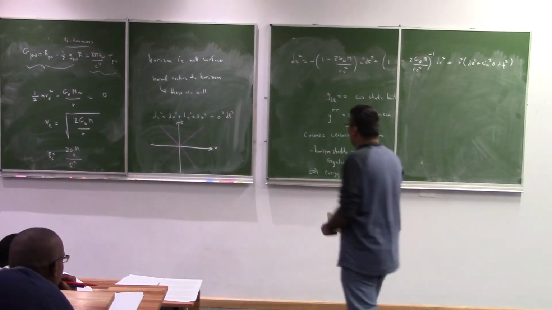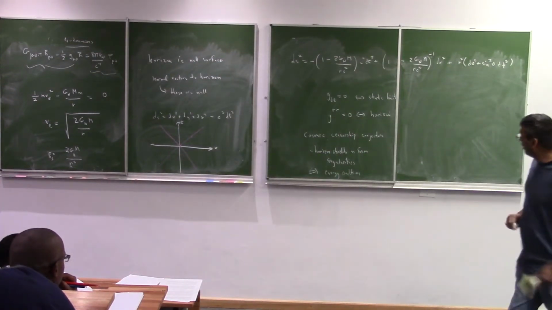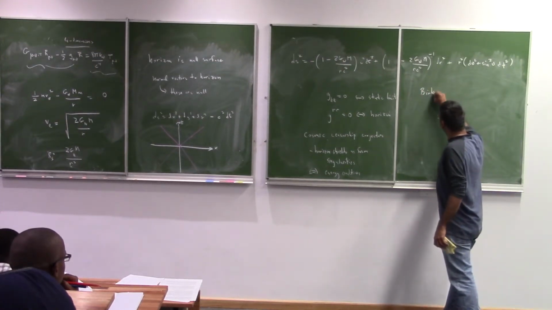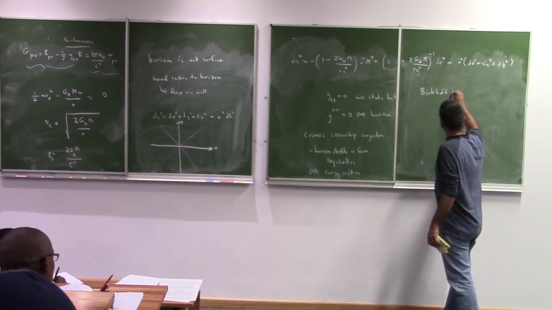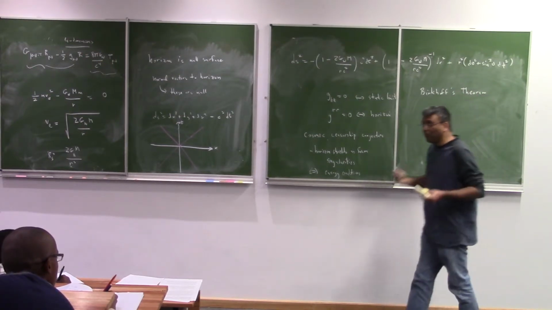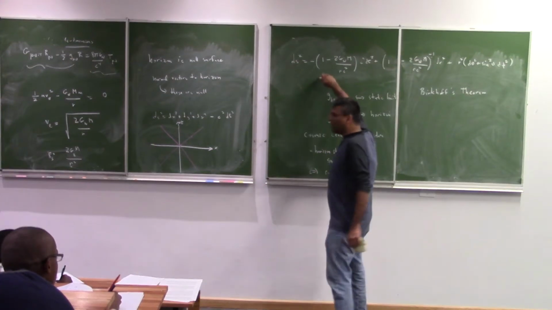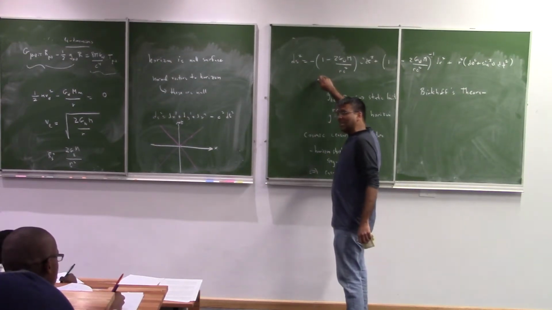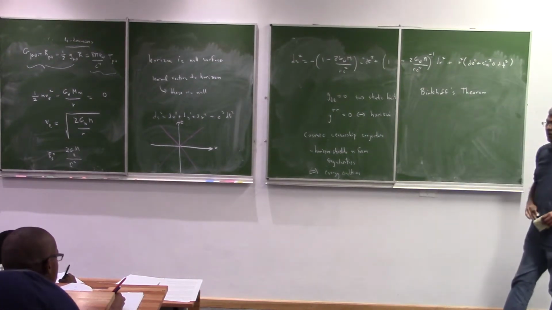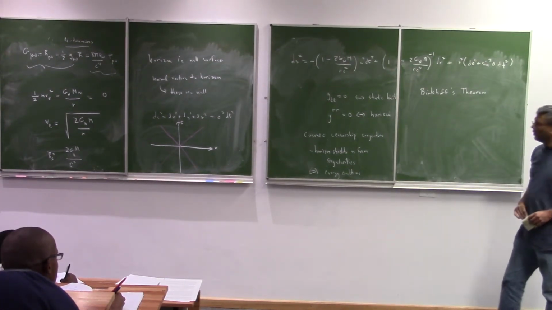Now, I want to make some other comments on this metric. There's a theorem in classical gravity called Birkhoff's theorem. Birkhoff's theorem says that this metric I've written down is the unique metric that's spherically symmetric that solves the vacuum Einstein equations. Okay?